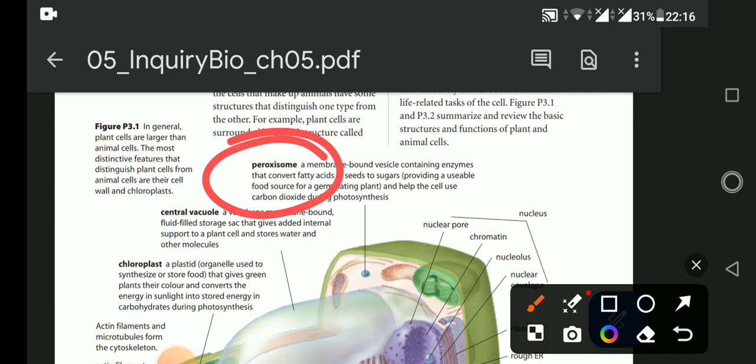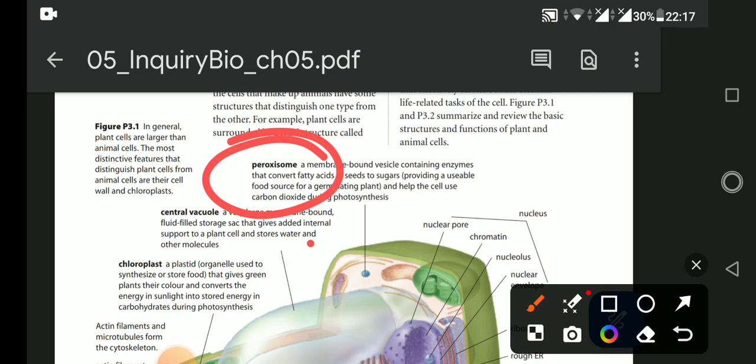Apart from converting fatty acids into sugars, peroxisomes are also involved in the lipid metabolism, that is the metabolism of fatty acids, breakdown of fatty acids. Then it is involved in the detoxification reactions in the human body. Okay.